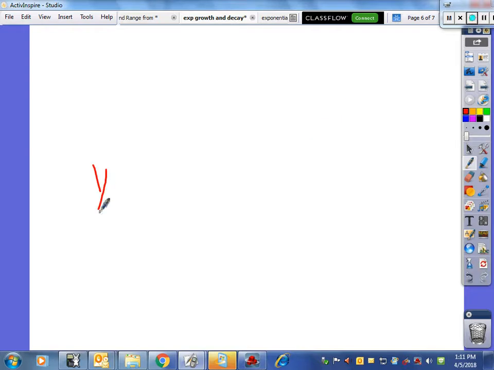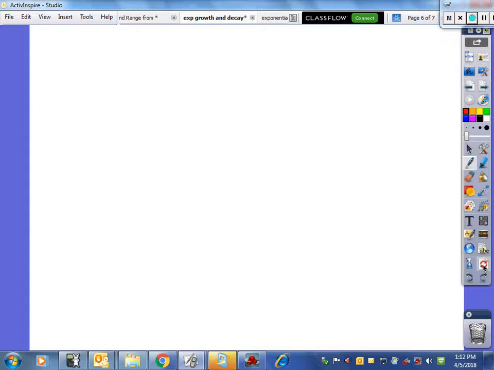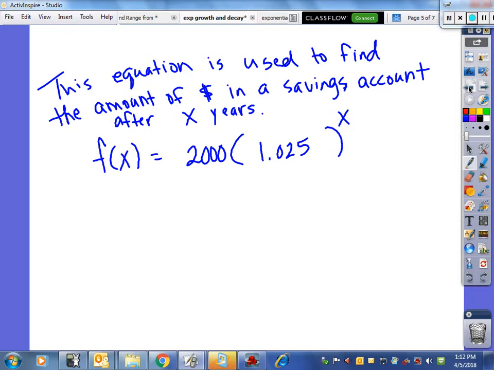Okay, what about this? Is this growth or decay? Growth, because it's bigger than 1. What's my original amount? 800. How many years am I tracking it? What's my percent of increase? Okay, we're going to go over this again tomorrow, but we're running out of time.